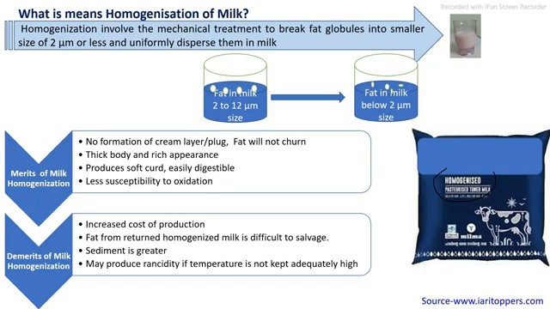Homogenization is a size reduction unit operation in which, by the application of force, size reduction is carried out on a liquid food containing solid constituents. In the milk homogenization process, milk contains fat globules in the range of 2 to 12 micron. This fat globule size is reduced by mechanical treatment to below 2 micron, and finally we get homogeneous milk, called homogenized milk.